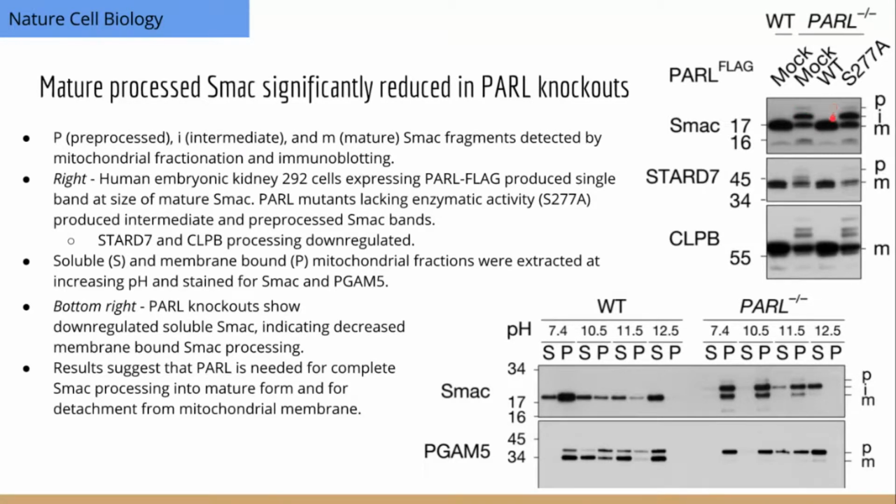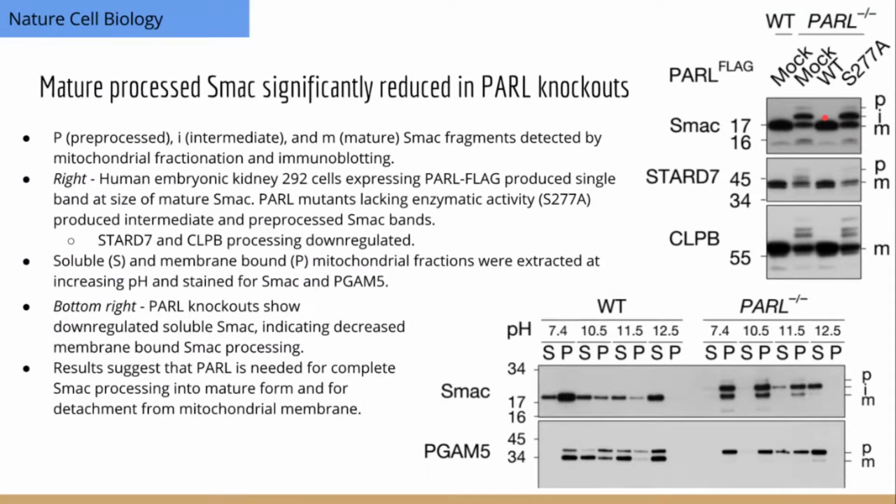Then we see the same pattern in these 2 lanes. So this is wild type, so it's PARL deleted, but it contains the PARL flag. So in this wild type condition, we have PARL, and again, we're seeing the same pattern. We see the flagged PARL enzyme is cleaving Smac into the mature fragments that we would expect.